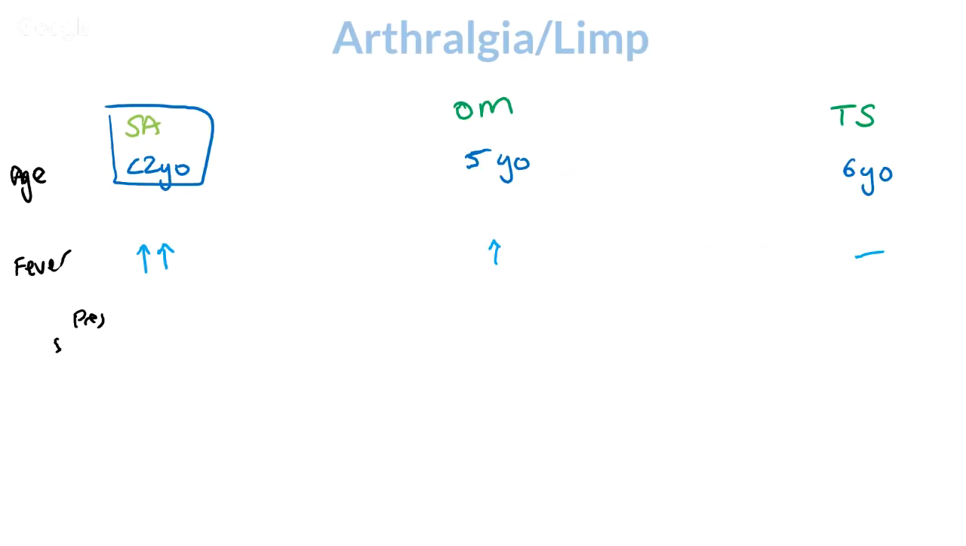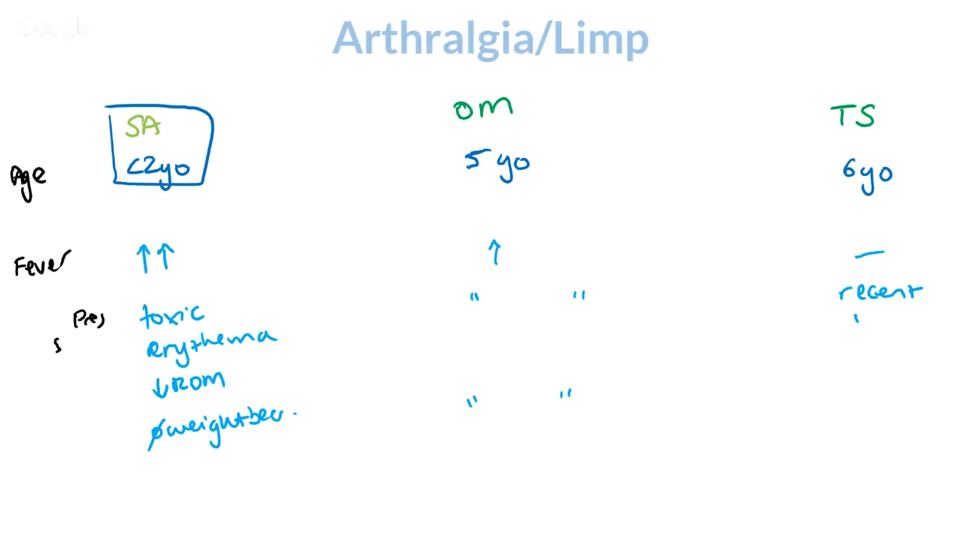How do they present? Anyone? So septic arthritis, a child looks toxic. They might have localized erythema. They're going to have decreased range of movement. They're going to have unwillingness to weight bear. Osteomyelitis is going to be very similar. And for transient synovitis, recent illness, so recent virus. They're not sore ones. That's another important one.